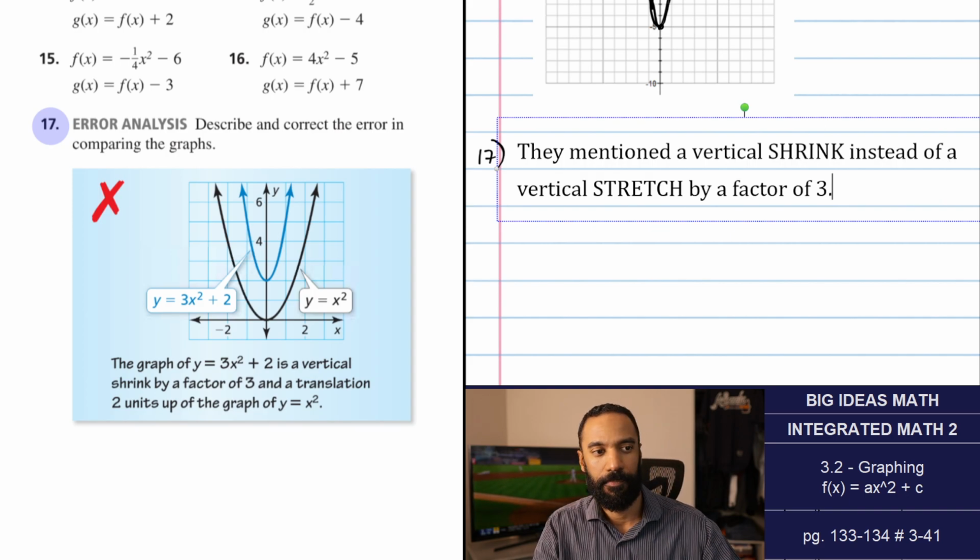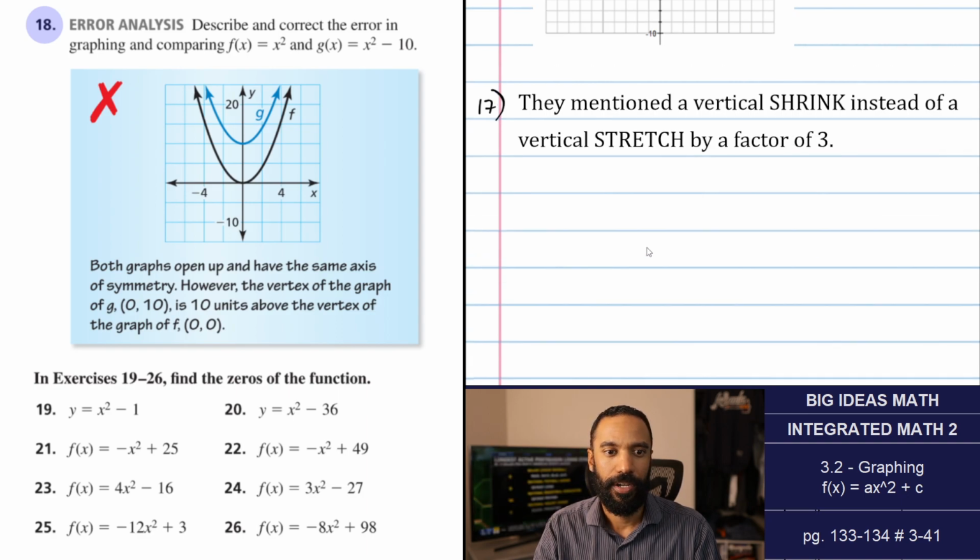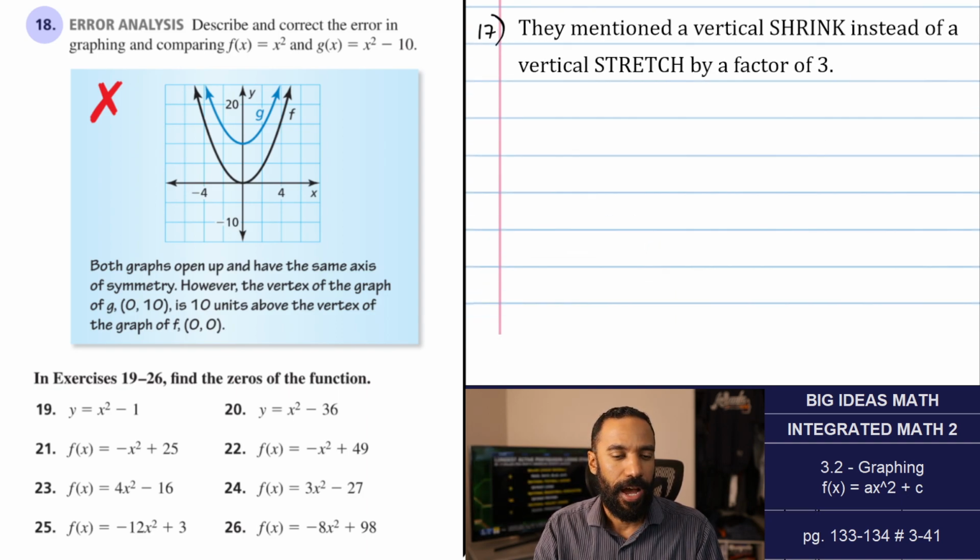One word makes the difference. Fastest problem we did, I think. Number 18. Another error. Describe and correct the error here. I already see that this graph will not match up with this blue here. This x squared minus 10 means we should have translated 10 units downward, not 10 units upward.